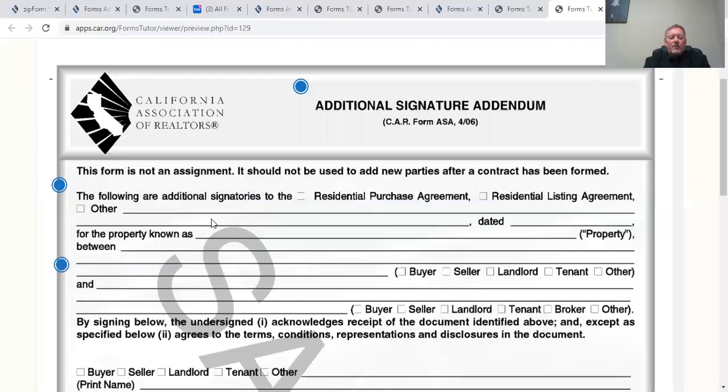So as we go forward, we'll put in the property address. We're going to put in the parties, as far as whether they are the buyer, the seller, the landlord, the tenant, or other. And then they'll have party first and then party second.